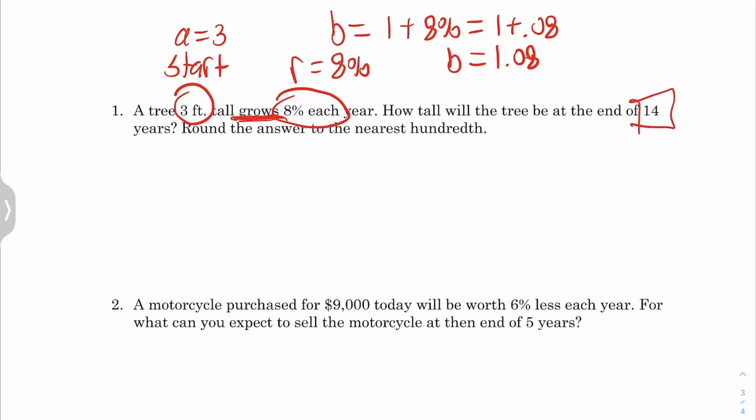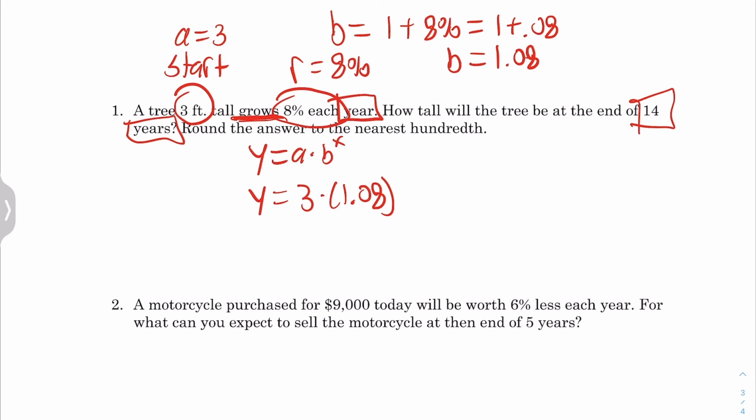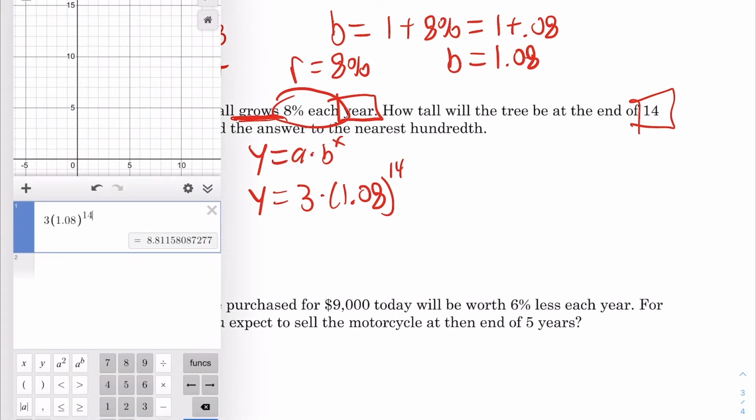We want to find how tall it'll be after 14 years. So we'll do y equals A times B to the power of x. We're measuring by the years, and both of our units match up for the years. So we can do y equals 3 times 1.08 to the power of 14, and then type this in Desmos. You'll notice that every time I type this in Desmos, I always put parentheses around the number that's going to get the exponent. I think that's the best way to do it. If you want to make sure that the order of operations works, you should always add extra parentheses around the things you want exponents to apply to.